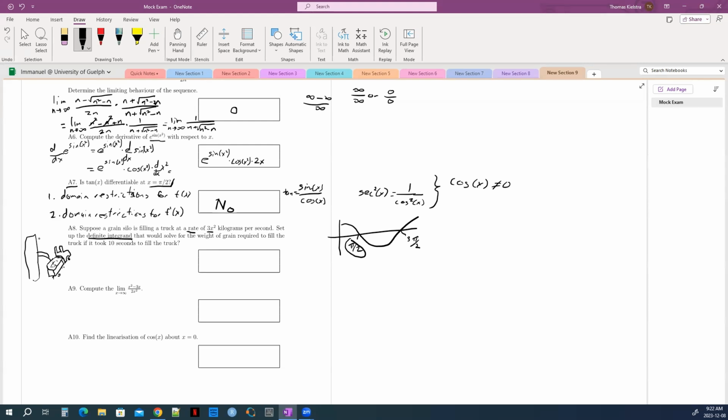So if it took 10 seconds to fill the truck, what that means is it's taking from 0 to 10 seconds. And they tell us that the rate is 3x squared. And we take the derivative of this with respect to x, and that gives us our weight.